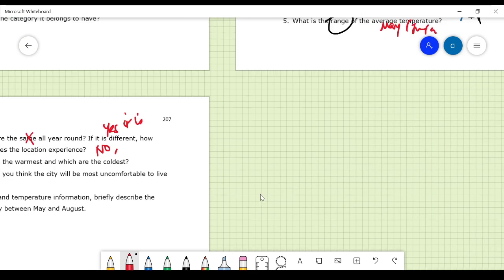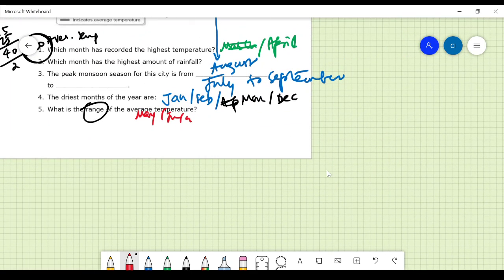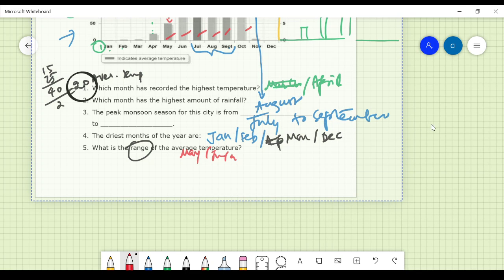How many seasons does the location experience? This is the entire map of the location. How many seasons are there? That is what it is asking. Location experience means what is the change in temperature. So that is what it is asking.